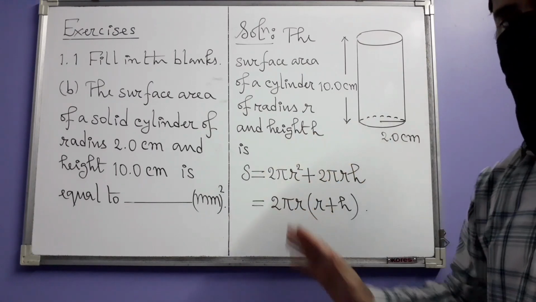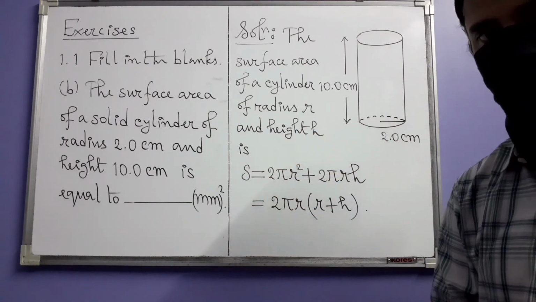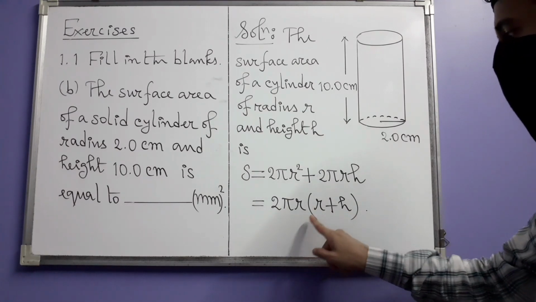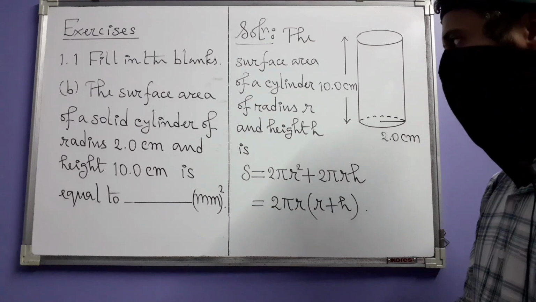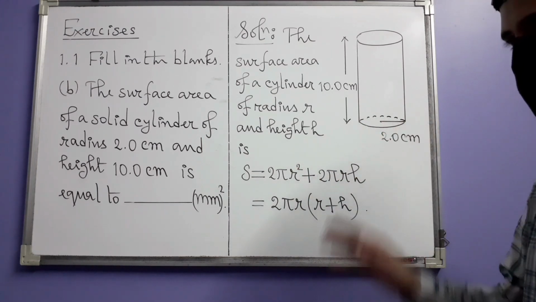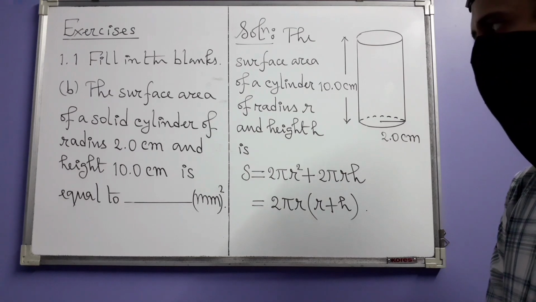So the total surface area is the sum total of these two things. And then you can express it like this, 2 pi r times r plus h. And now we are going to use this to calculate our surface area for this specific cylinder.